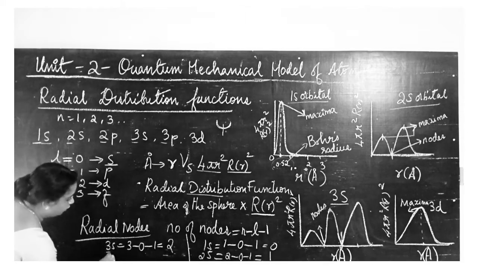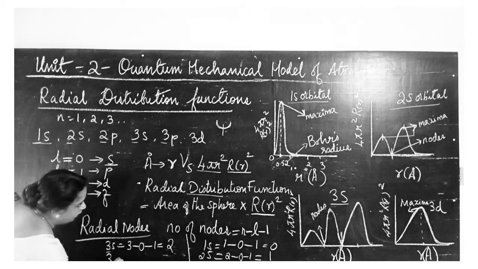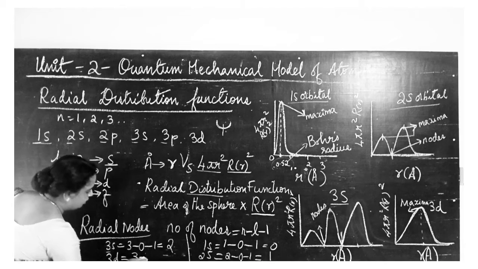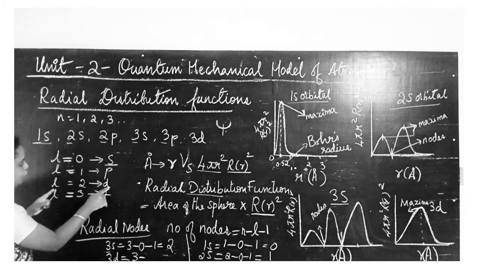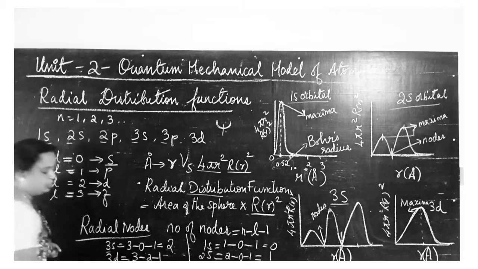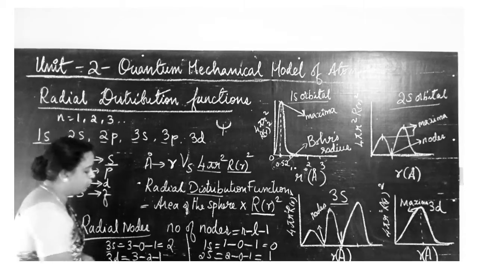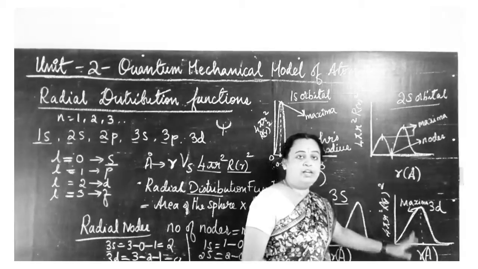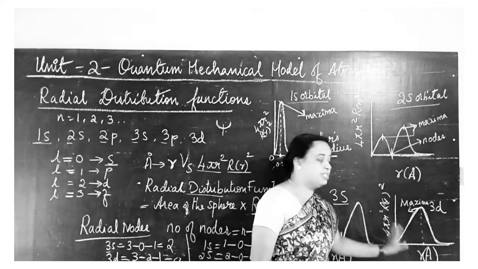Okay. Now we will take it for the 3D orbital. So for 3D orbital, 3 minus l. What is the l value for the d orbital? 2. So 3 minus 2 minus 1. So 3 minus 2 is 1. 1 minus 1 is equal to 0. So here you can see, is there any nodes here? No nodes. So only 1 maxima is there.